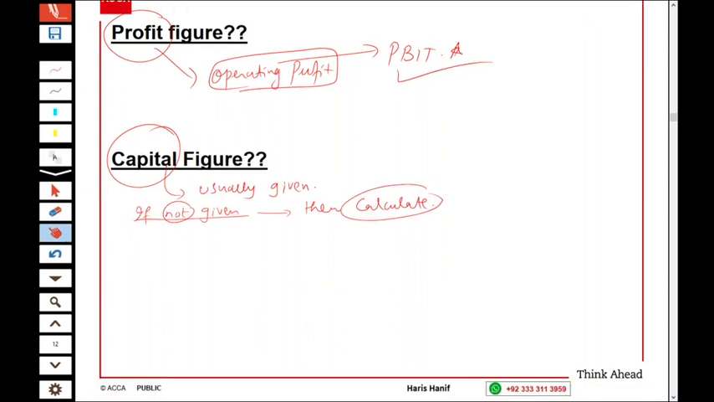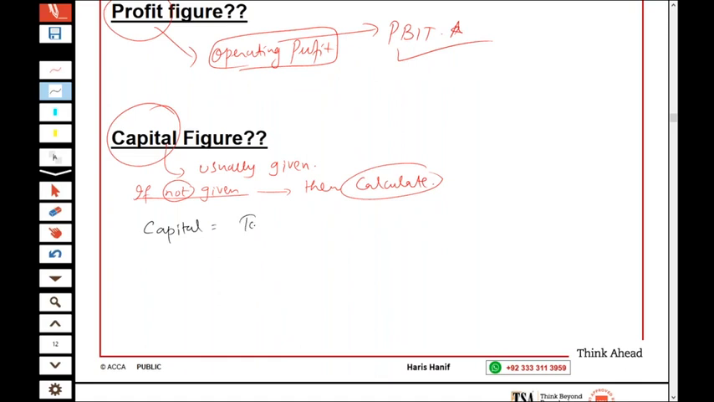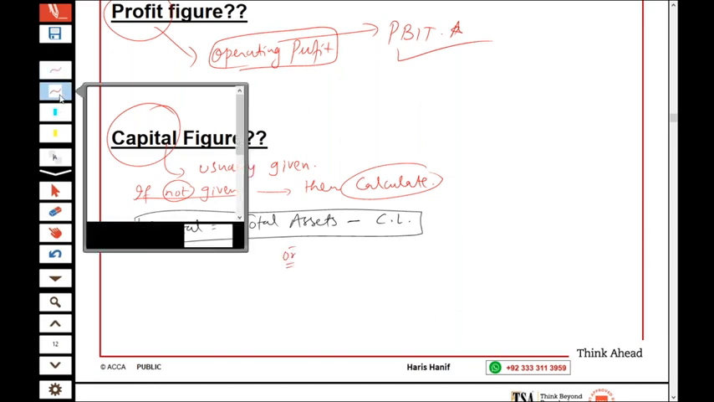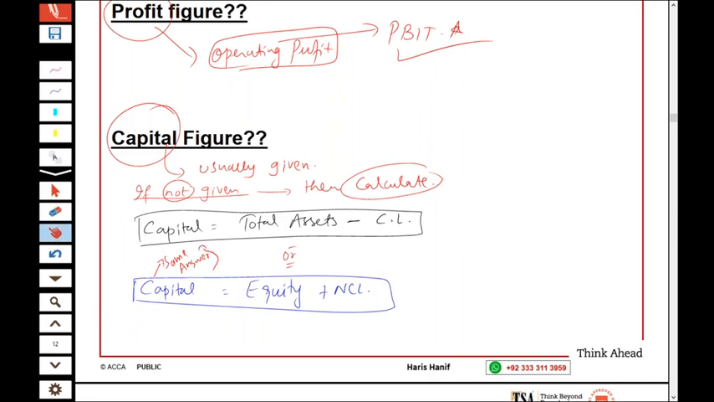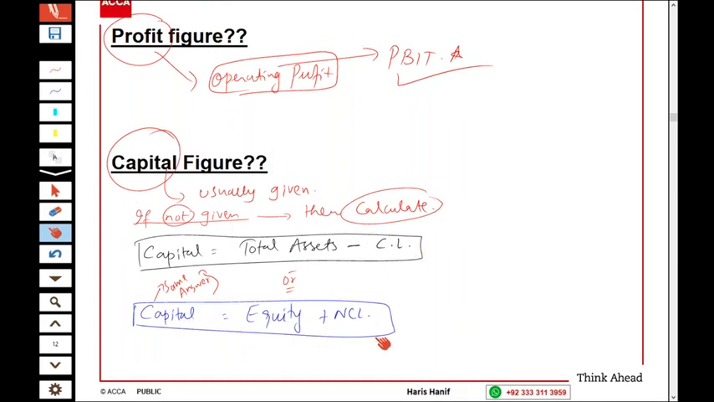Then how to calculate the capital figure? The capital figure can be calculated in two ways. Capital is equal to total assets minus current liability, or capital can be calculated as equity plus NCL. And don't worry, it is the same answer. Capital is equal to total assets minus current liability, and capital is equal to equity plus non-current liability. If the capital figure is not given, then you need to calculate it using these formats. This is one of the generally acceptable ways to calculate the capital figure, that is total assets minus current liability.